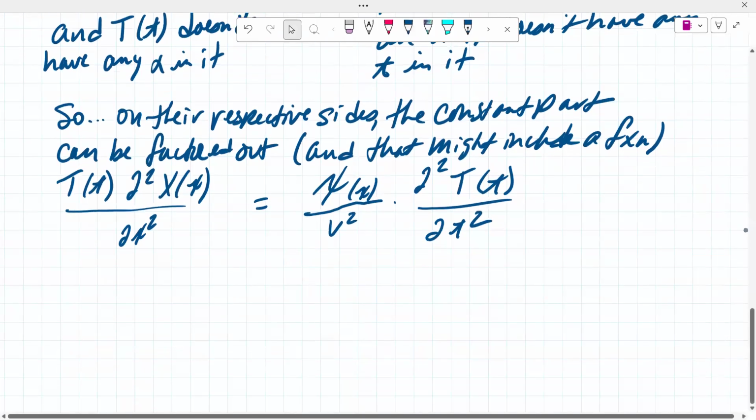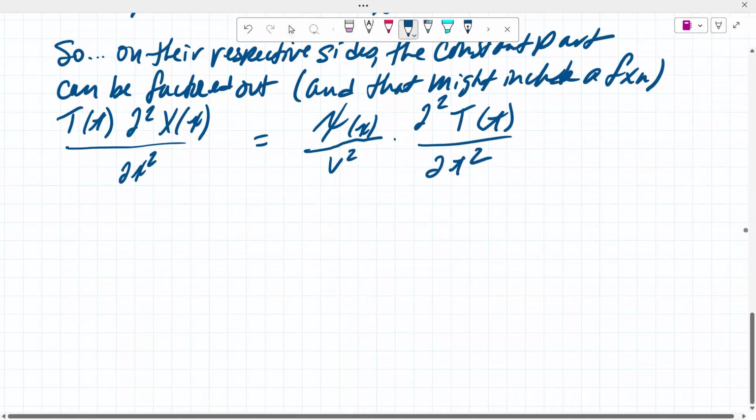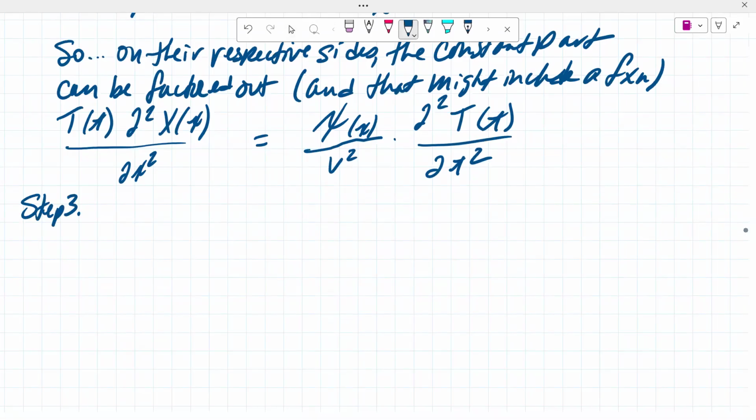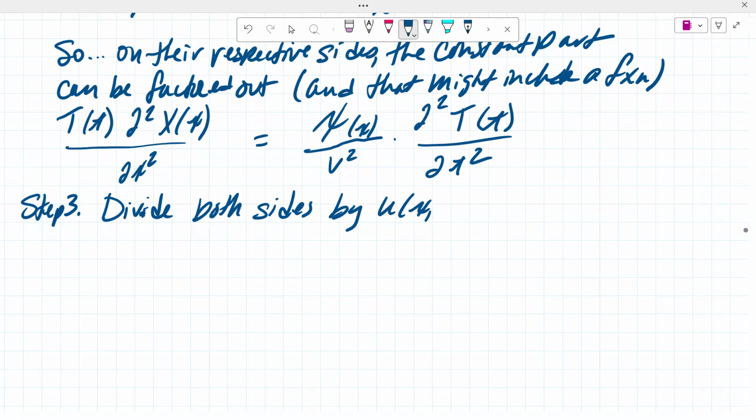Now let's move on to step 3. So step 3 is divide both sides by U of x and t. U of x and t equals X of x times T of t. We have just one variable on each side.